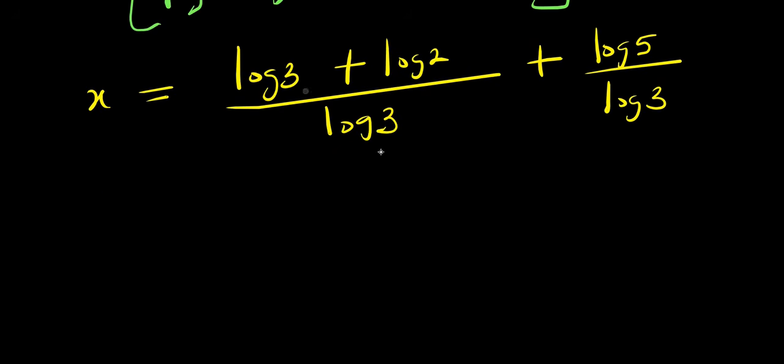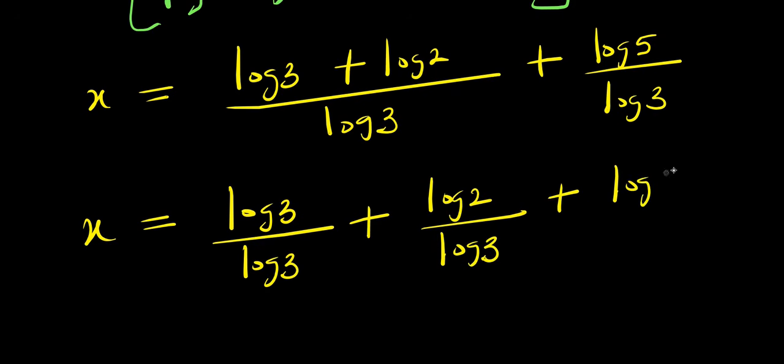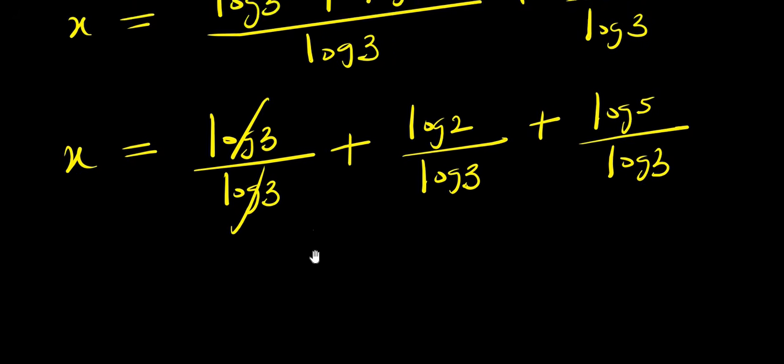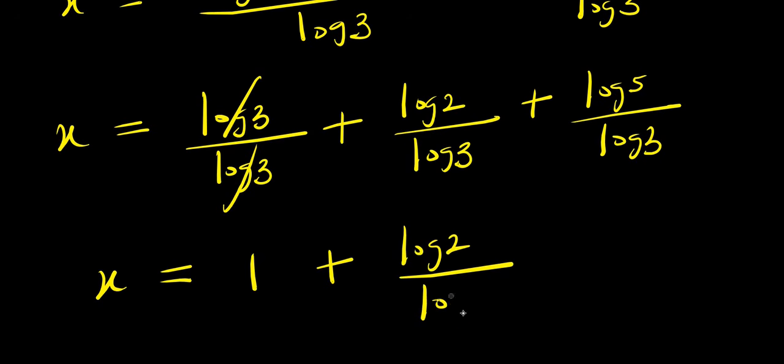So we divide each of the terms by the common denominator. We have x equals log 3 divided by log 3 plus log 2 divided by log 3 plus log 5 divided by log 3. So log 3 divides log 3, we have 1. We have x equals 1 plus log 2 divided by log 3 plus log 5 divided by log 3.